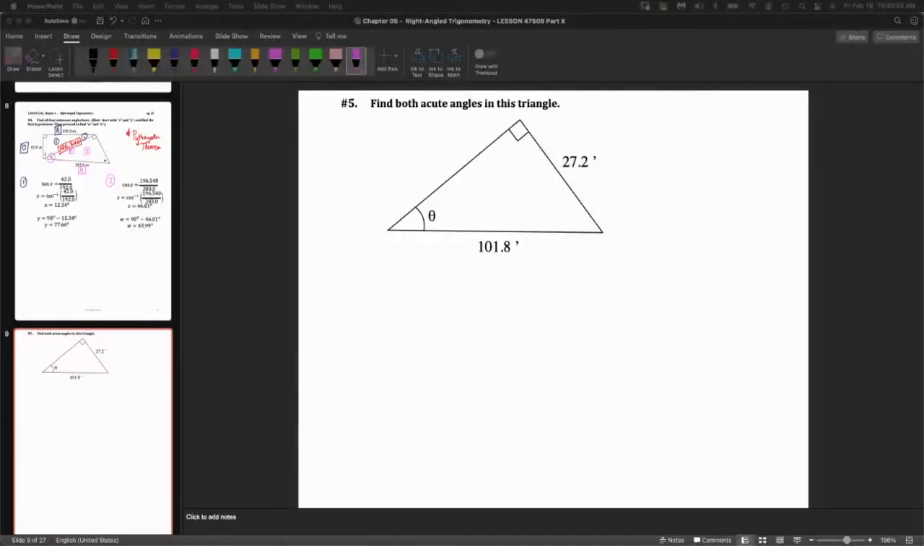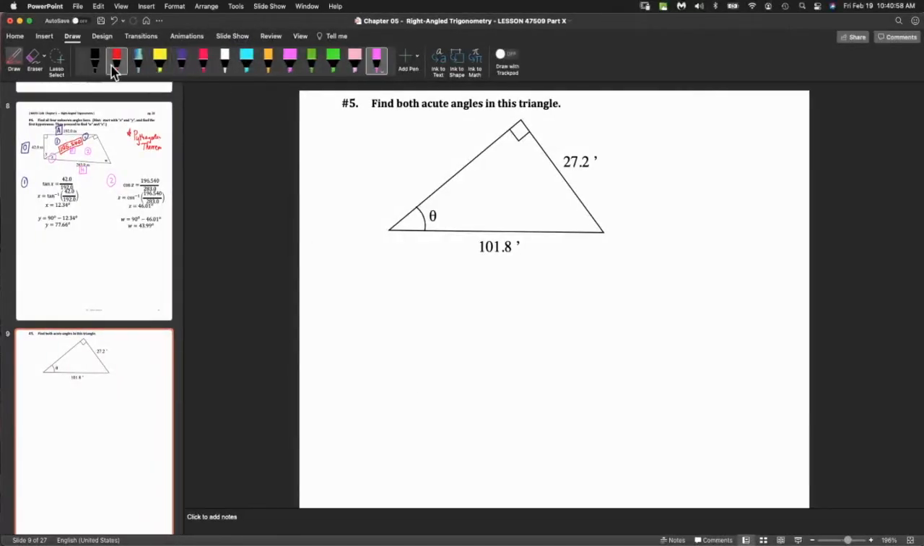Let's get this party started again. It says here to find both angles. Well, one of the angles is not labeled, so I'm gonna label this thing here. Who wants to learn some more Greek letters? Let's put another Greek letter here that you haven't seen before.